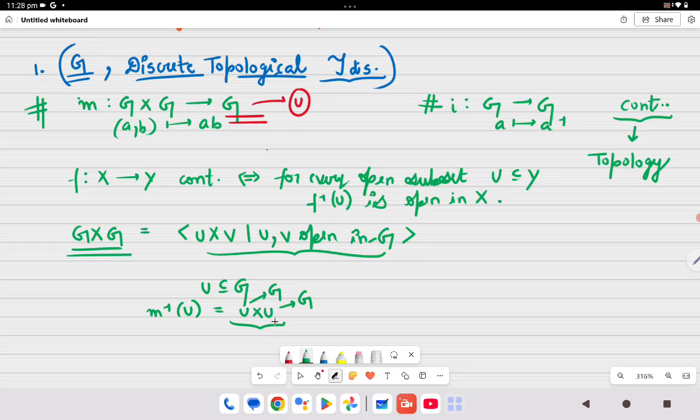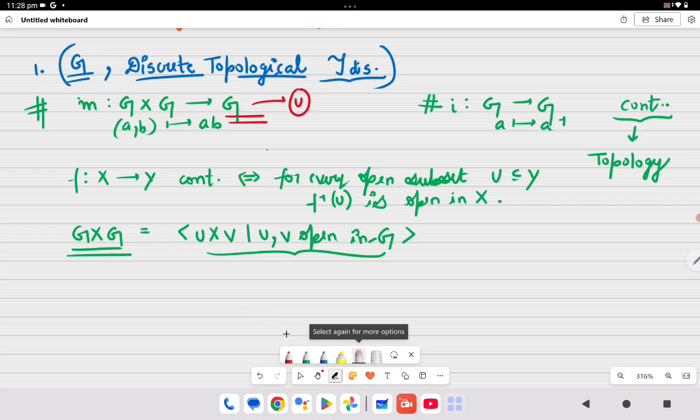So what I am getting is that the inverse image of any open set that I take in the codomain part is open in the domain part. Why? Because we have associated G with the discrete topology, so because of that we are getting this. Similarly, if I take any open set over here, say U, then the inverse image will be U inverse.